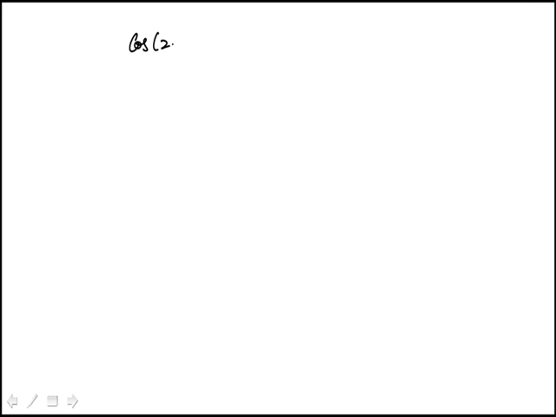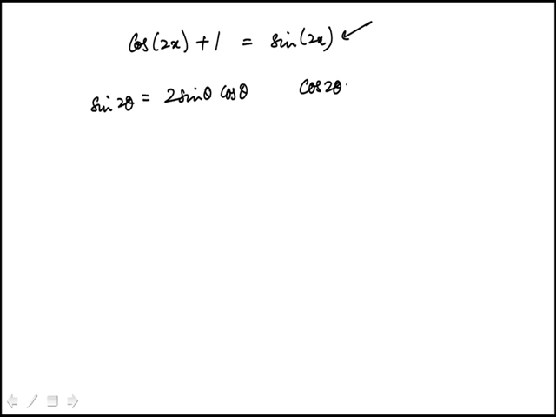So to do these types of problems, the key thing is to recognize that there are some standard identities here. And those you do need to know. So sine 2 theta is 2 sine theta cosine theta. And then cosine 2 theta is 2 cosine square theta minus 1. And that's what we're going to apply here. So that's 2 cosine square x minus 1.